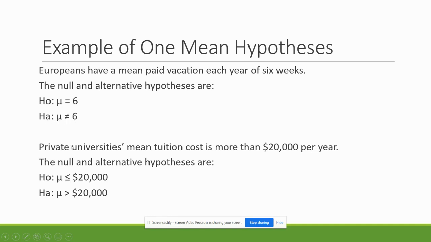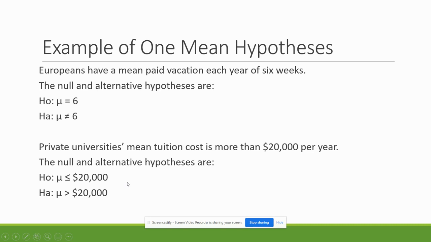6. So another example is private universities' mean tuition cost is more than $20,000 per year. The null and the alternative hypothesis are, okay, I'm going to start with the more than $20,000 per year. I'm going to do my alternative first. So the alternative is the mean is greater than $20,000 per year. So then that would mean that the null is the mean is less than or equal to $20,000 per year.